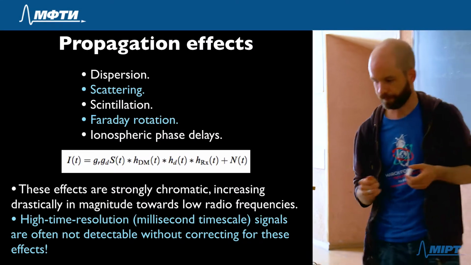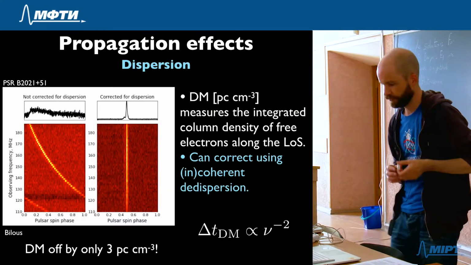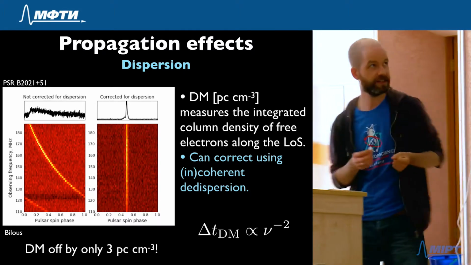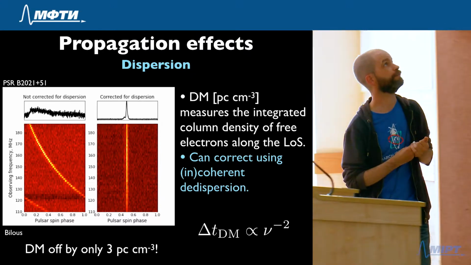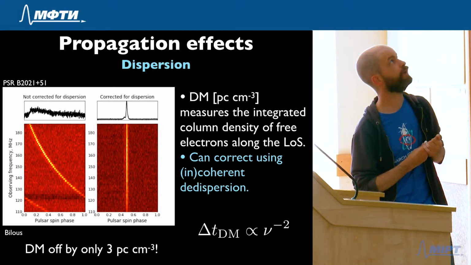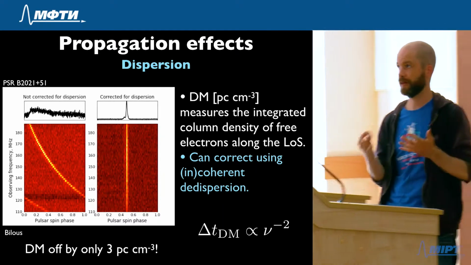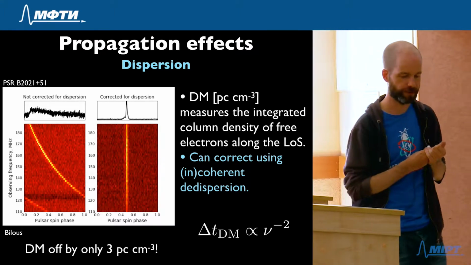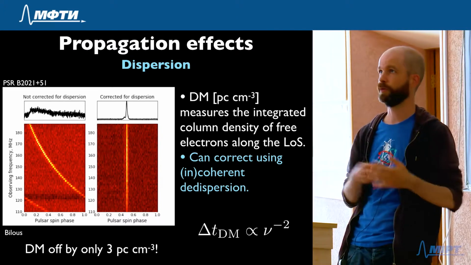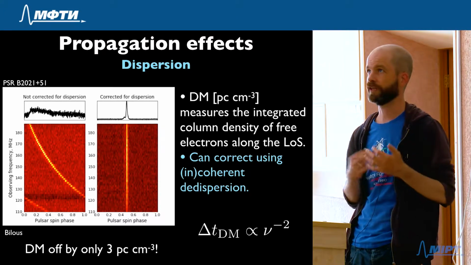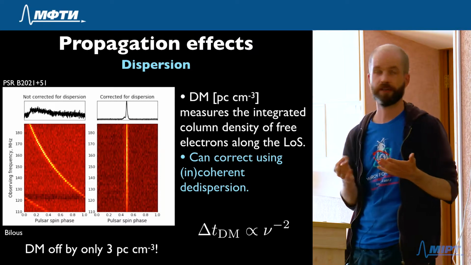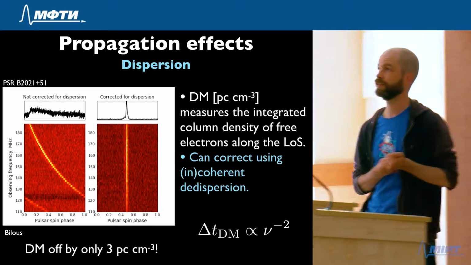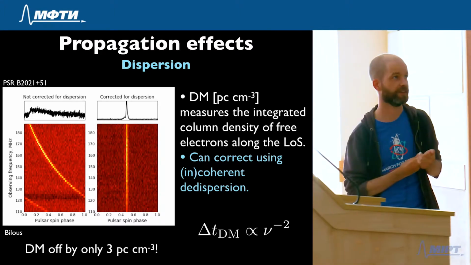So the first one, which you will come across when you're doing the simple practicum, when you're looking at the data that I've put online, is the effect of dispersion. Now, dispersion has to do with the frequency-dependent light travel time of the wave. As the signal is propagating through the interstellar medium or through the intergalactic medium, it's encountering free electrons. And these free electrons create dispersion, and that means that the signal actually arrives later at low frequencies than it does at high frequencies.